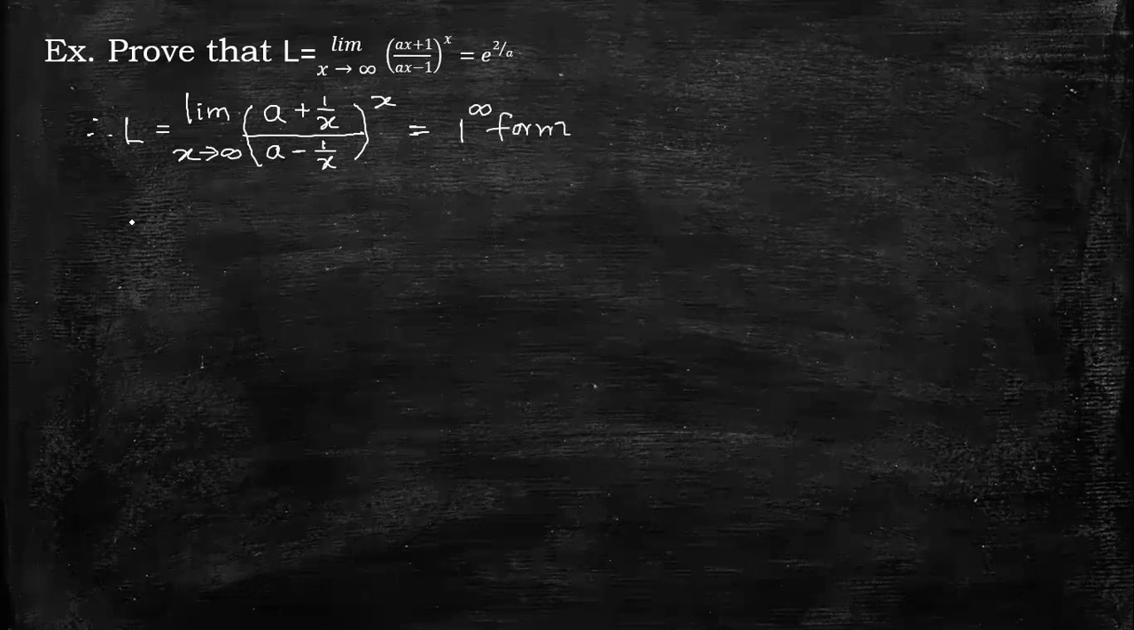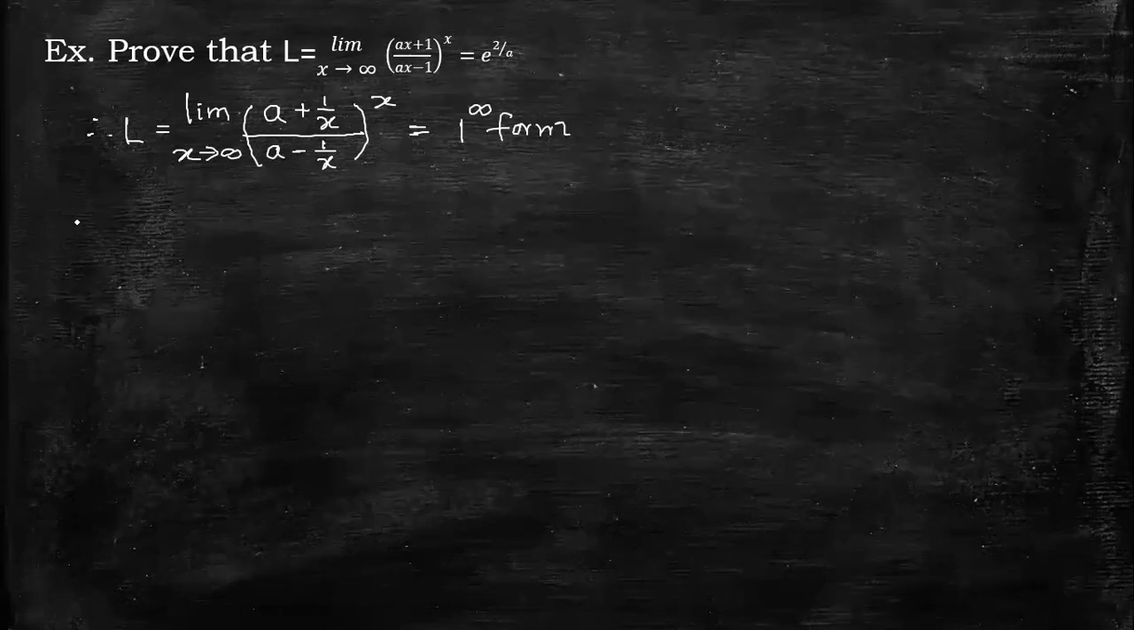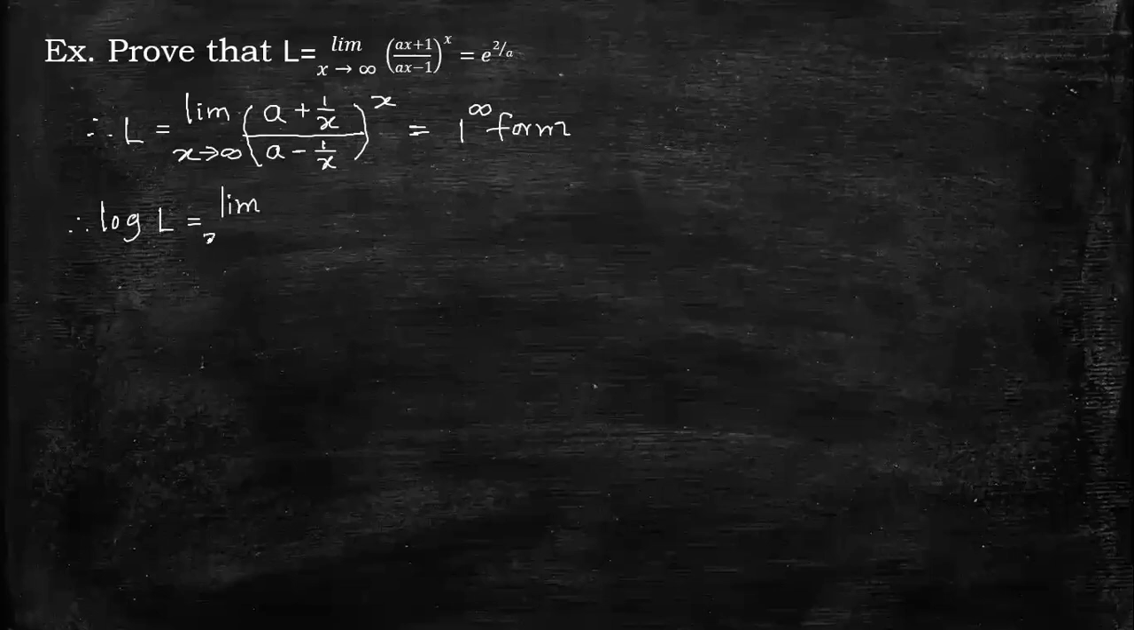So there is an exponent, 1 to the power infinity. Okay. So what to do? We will take logarithm. Yes, very good. We will take logarithm. Therefore, log of L is equal to limit x tending to infinity, x into log of the bracket.